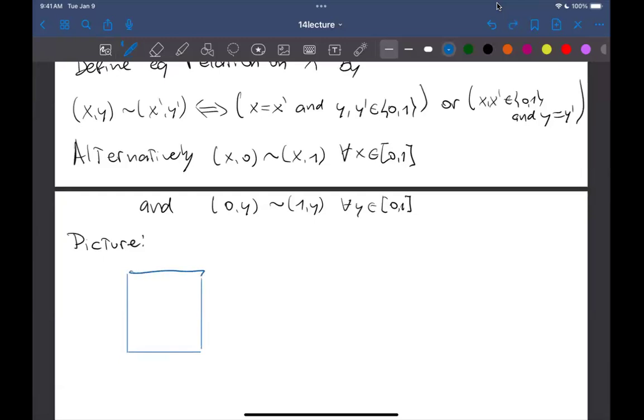Now, how do we express this equivalence relation here? Maybe let's start with this part. I'm saying X0 is identified with X1. So for example, this point is identified with this point. Similarly, this point is identified with that point.